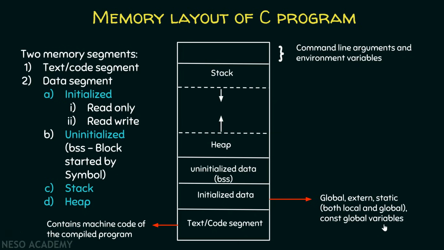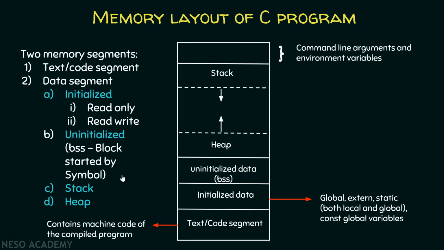We already know this thing. When we define a constant global variable, its value we won't be able to change in our code at any cost. That means it has to be in the read-only section, right? And the other variables must be in the read-write section. So there is no problem in understanding this point, right? Therefore, we have two sections for this initialized data segment. One is read-only and the other one is read-write.